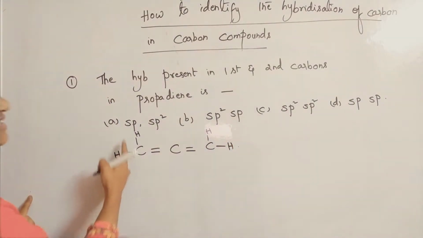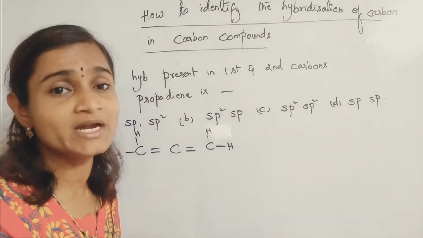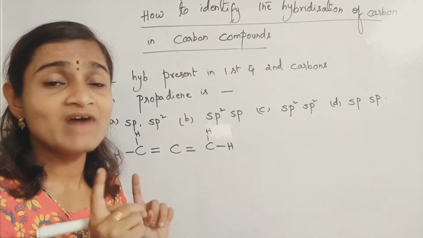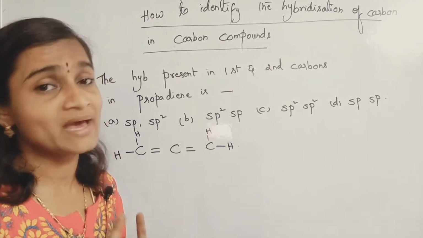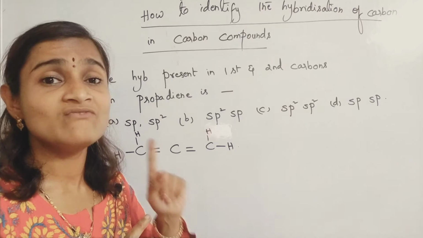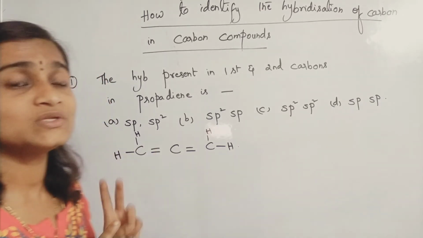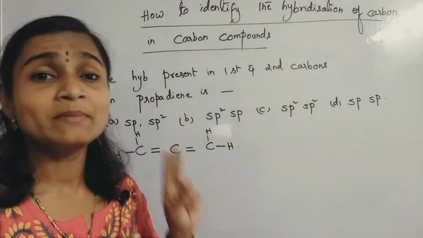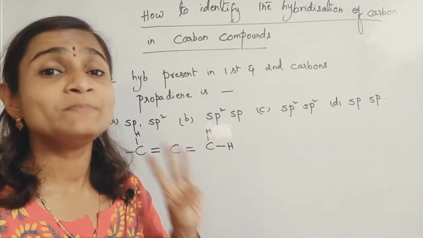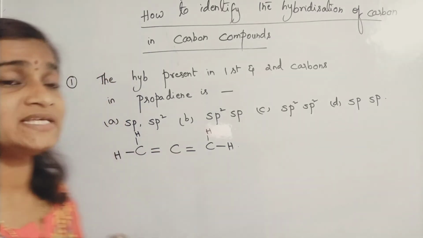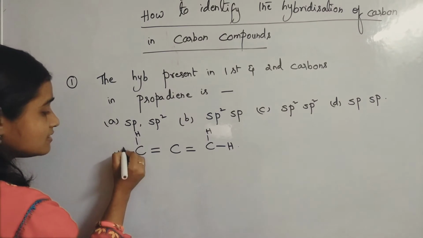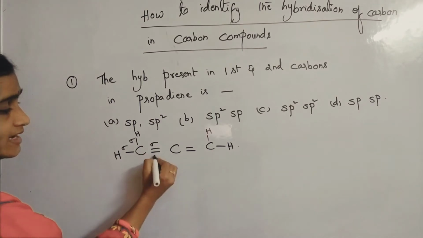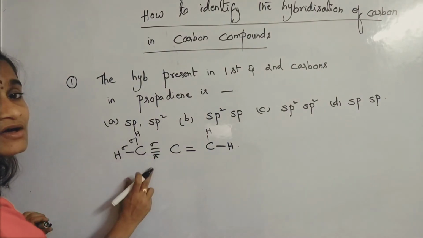Now check wherever a single bond is there. Please remember, a single bond will always be a sigma bond only. Wherever a double bond is there, one will be sigma and the other will be a pi bond. And wherever a triple bond is there, 1 sigma and 2 pi bonds will be there. Please remember that point. Single bonds are always sigma bonds. Double bond means 1 sigma, 1 pi. Triple bond means 1 sigma, 2 pi. So the single bonds here are 3 sigma bonds, and this will be a pi bond. Double bond means 1 sigma, 1 pi bond.